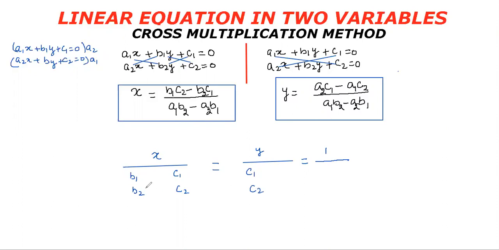You will not break the continuity. b1, c1, then c1 and a1, a2. Then after a1, it will be b1, b1 and b2. Now children, you will write down x upon... cross multiply them and write down the result. So cross multiply and write down the result.